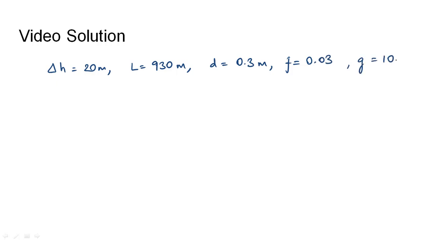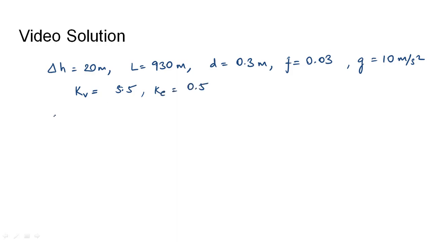So in this case the head difference is given as 20 meter, the length of the pipe has been mentioned as 930 meters, the diameter is mentioned as 0.3 meters, the friction coefficient of the pipe is given as 0.03, the value of g is mentioned as 10 meter per second square. The constant for the valve is given as 5.5. The constant for the entrance is given as 0.5.